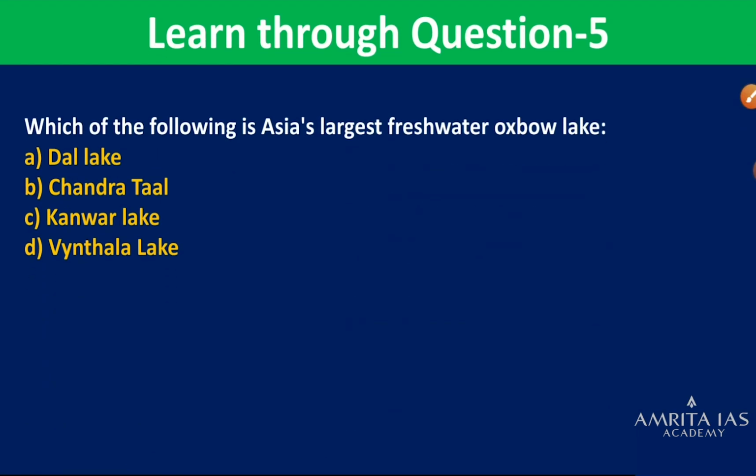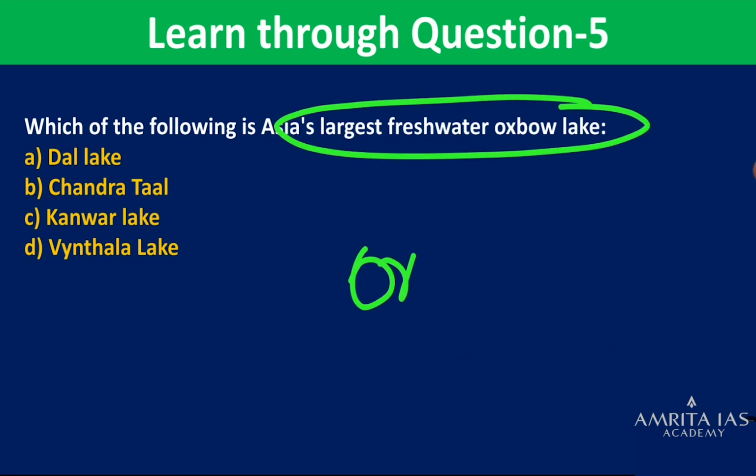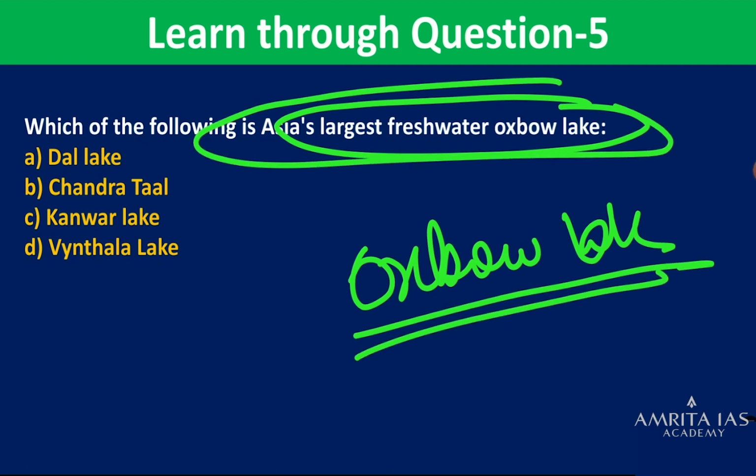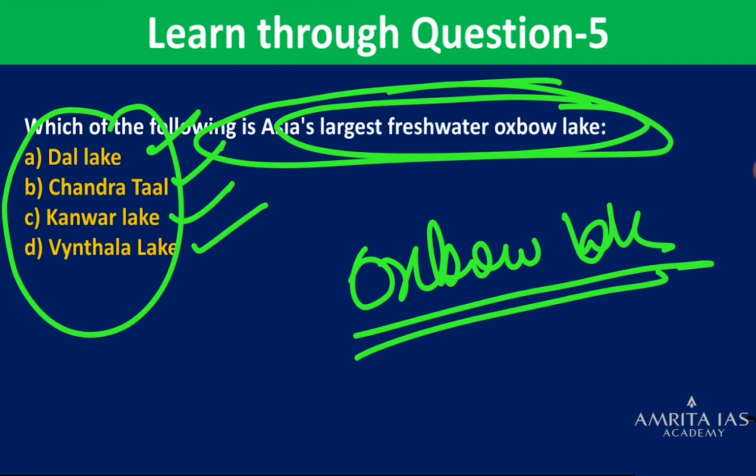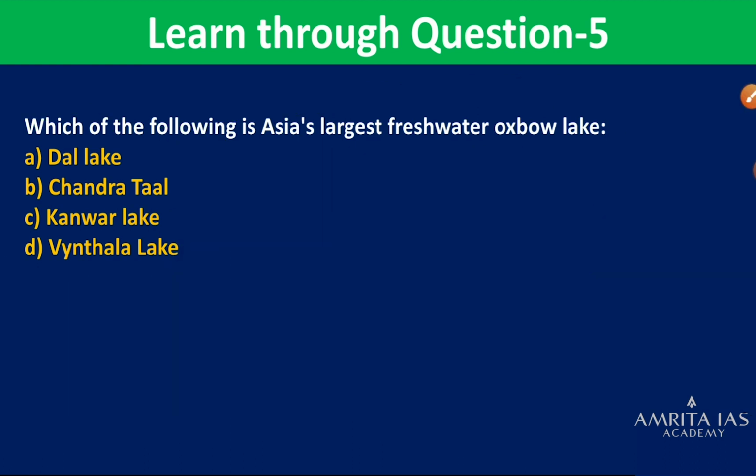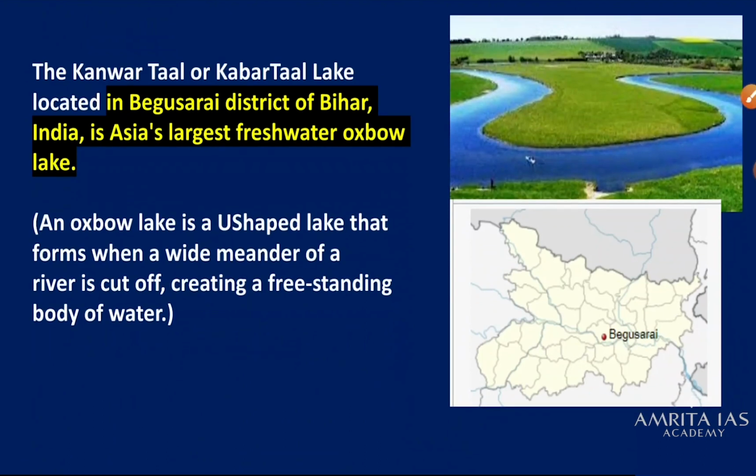So next question is, which of the following is Asia's largest freshwater oxbow lake? Oxbow lake in India, in Asia. Asia's largest freshwater oxbow lake. Dal Lake, Chandratal, Kanwar Lake and Vantha Lake. Which is the answer? So the answer is Kanwar Lake.